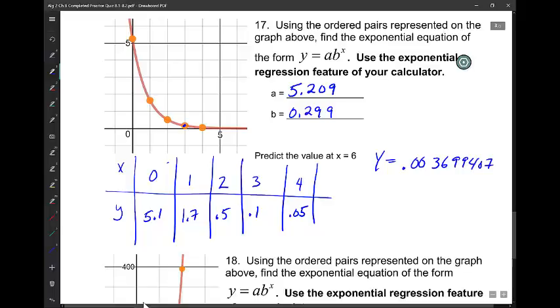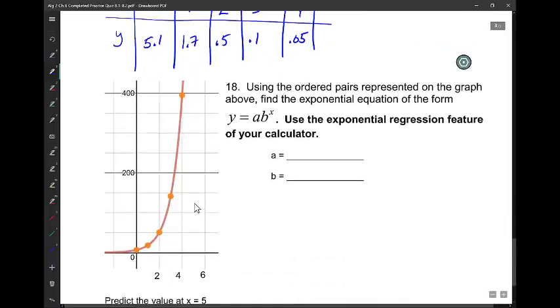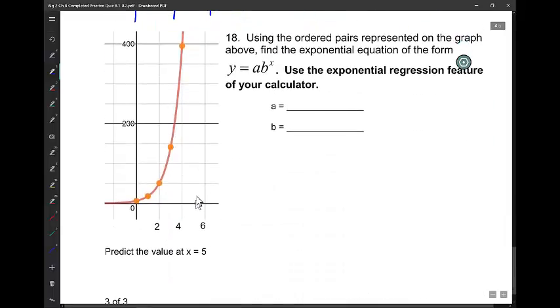And I realize that normally we do 3 decimals, but I think this is much more accurate in this case because we worked it out using the function value instead of a table with limited decimal numbers. Let's take a look at our last problem down here, number 18.